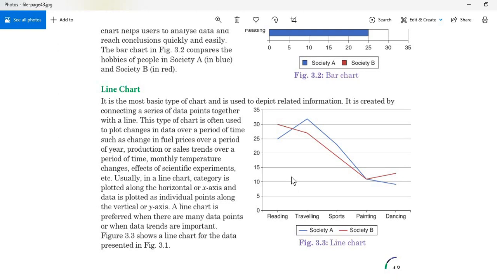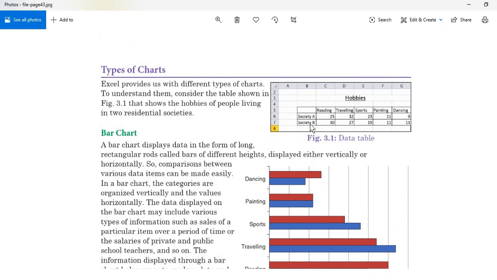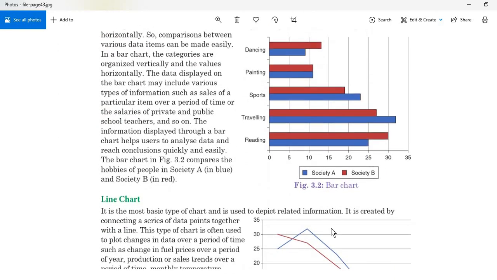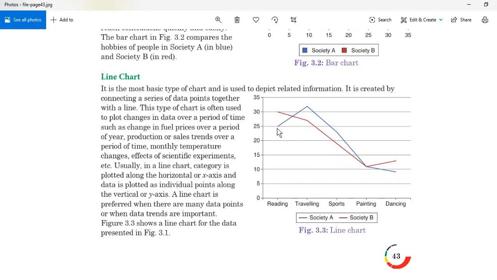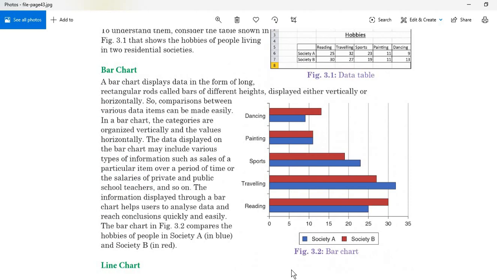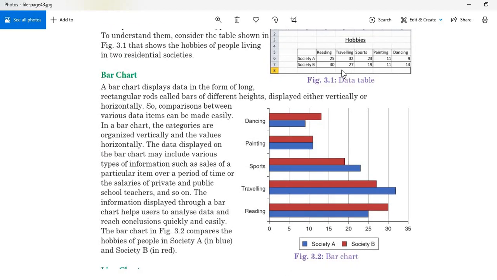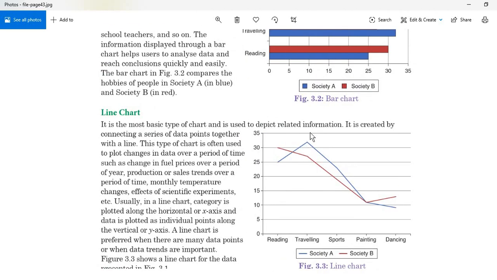In case of society A, we are using the blue line or blue color. In case of society B, we are using the red color, right? In case of society A, where the reading number is given here, that's 25, and society B is 30. So you have to put 25 in case of reading in society A and 30 in case of reading in society B. And after that, you have to put the traveling hobbies numbers, which is more than, I think, in case of society B, more than 25, maybe 27 or 26 maybe. Let's see, what is it? Yes, 27 in society B. And here it's more than 30 but lesser than 35.